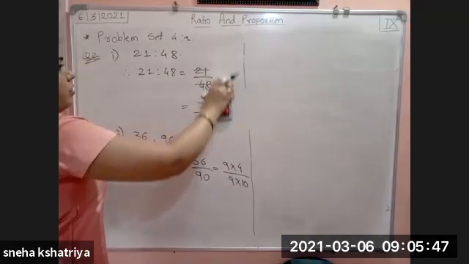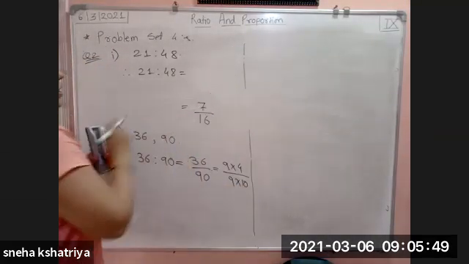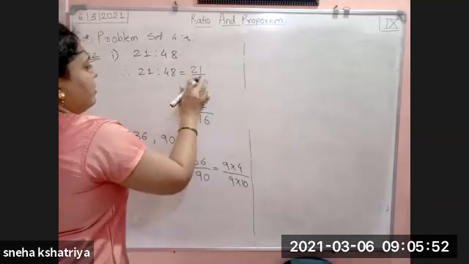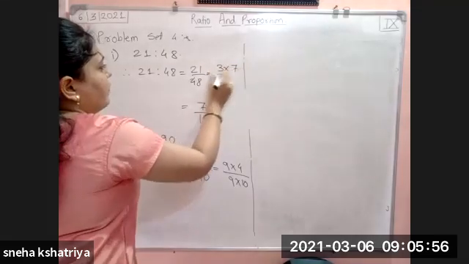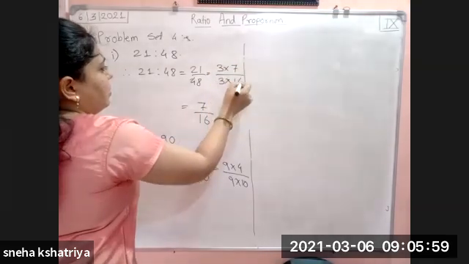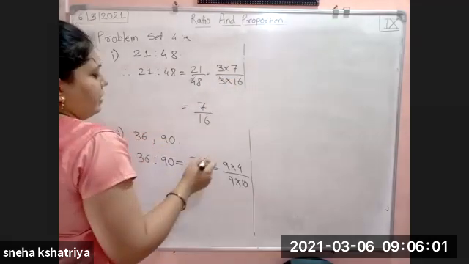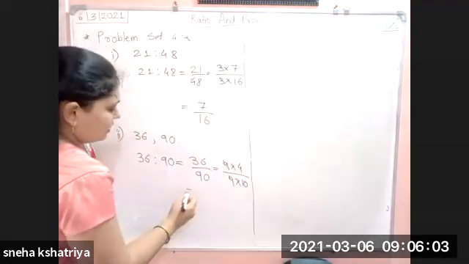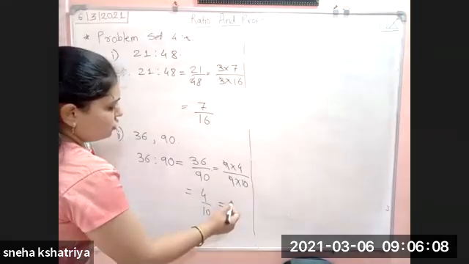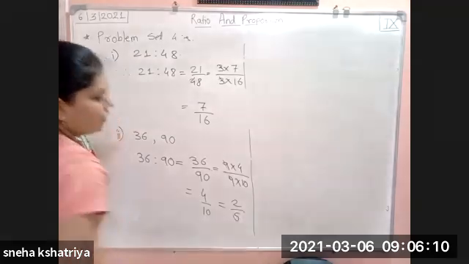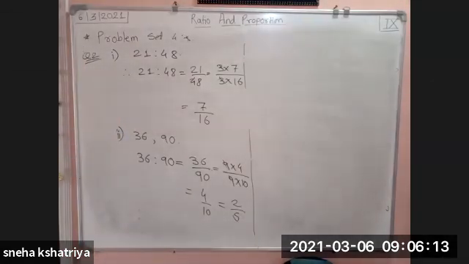If you don't understand it directly, you can write it like this: 3 7s are 21, 3 16s are 48. This 3 and 3 get cancelled. Here also 9 and 9 get cancelled. You get 4 upon 10. Now 4 upon 10 is easy. We can write it as 2 upon 5. 2 and 5 are both prime numbers, so they cannot be reduced now. So 36 as to 90 has the value 2 as to 5.